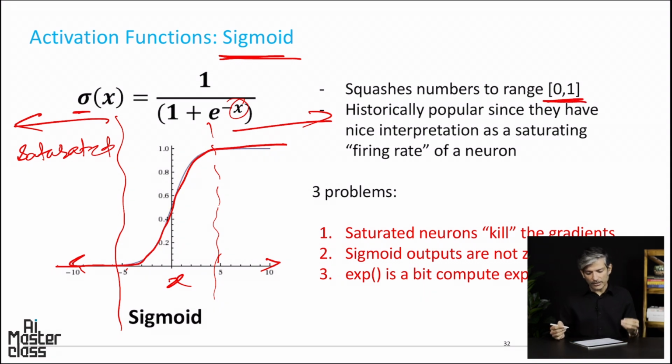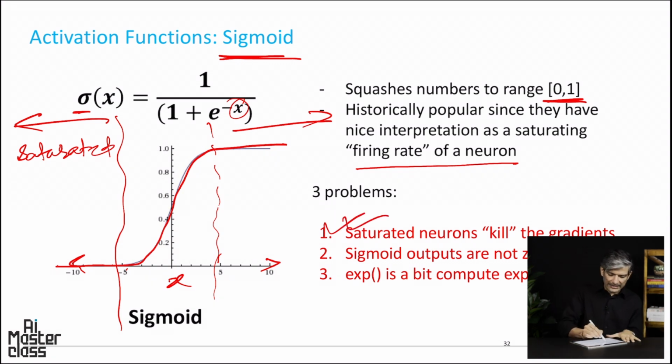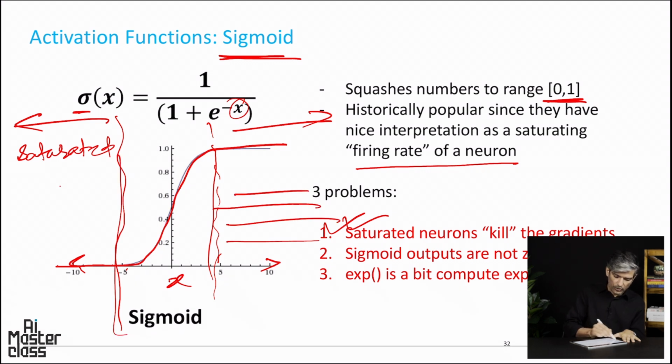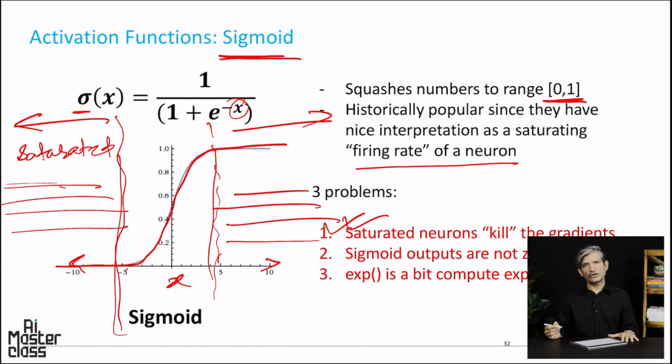And it's historically popular because they have this nice interpretation as the saturating firing rate of a biological neuron, of an animal neuron, meaning this is how the saturation of an actual neuron happens. But it has a few problems, and so we don't use it today. One, saturated neurons kill the gradients, like I just discussed. So if your x was in this region or this region, your gradients are 0, and that is bad because then you're not able to learn.